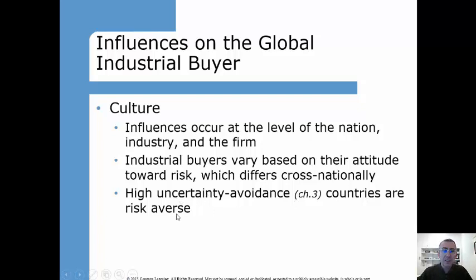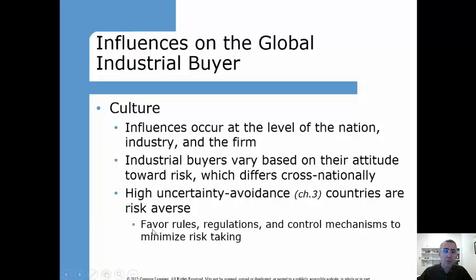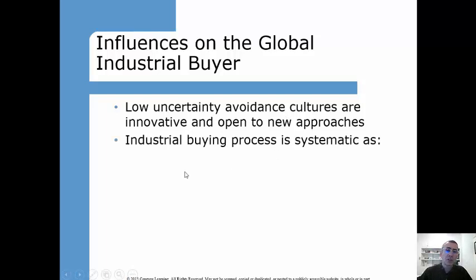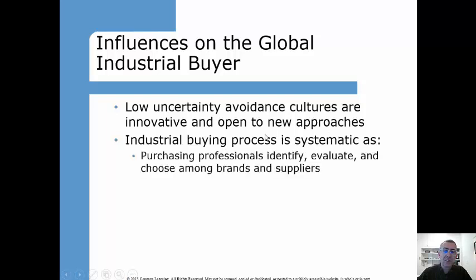And we're reminded here that countries that rank high on uncertainty avoidance are risk averse. So they will follow the rules, the regulations, the control mechanisms to minimize risk. The countries that have low uncertainty avoidance are innovative and open to new approaches. The industrial buying process is very systematic. It's very sequential. Professionals first identify the need. They meet in committees. It's a lengthy process. They evaluate, and then they choose among brands and suppliers.